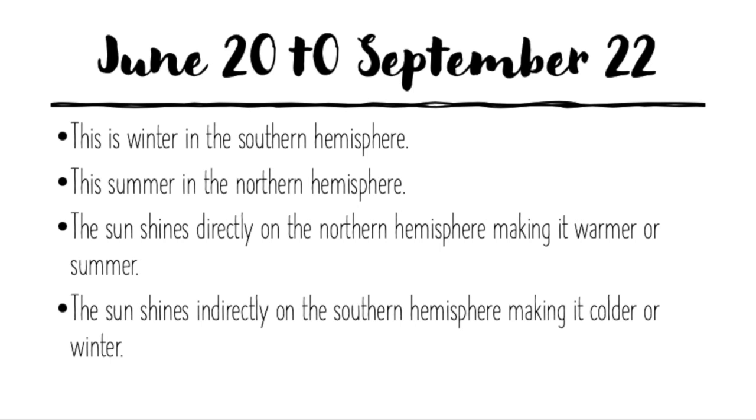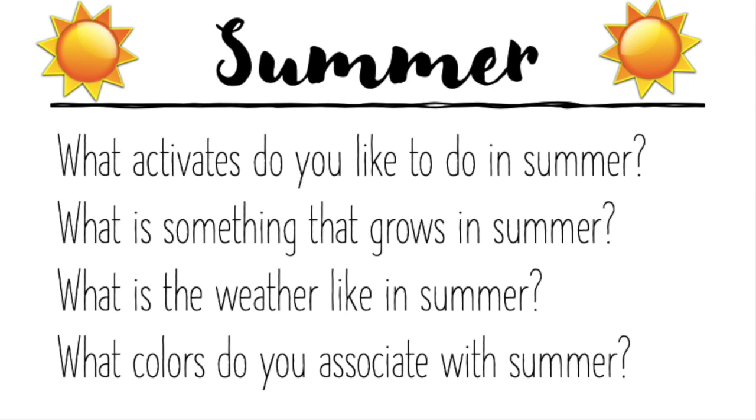Our second season we're going to talk about happens June 20th to September 22nd. This is winter in the southern hemisphere, and this is summer in the northern hemisphere. The sun shines directly on the northern hemisphere, making it warmer or summer. The sun shines indirectly on the southern hemisphere, making it colder or winter. So since we are in the northern hemisphere, it would be summer for us.